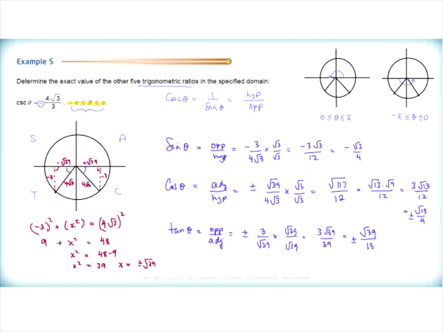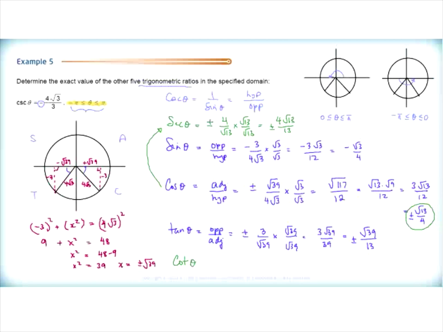And they are secant, which is the reciprocal of cosine. So if cosine is plus or minus root 13 over 4, secant is the reciprocal of that. And it's still going to be plus or minus 4 over root 13, multiplied by root 13 over root 13, and I get 4 root 13 over 13, again plus or minus. There is secant, again the reciprocal of cosine.